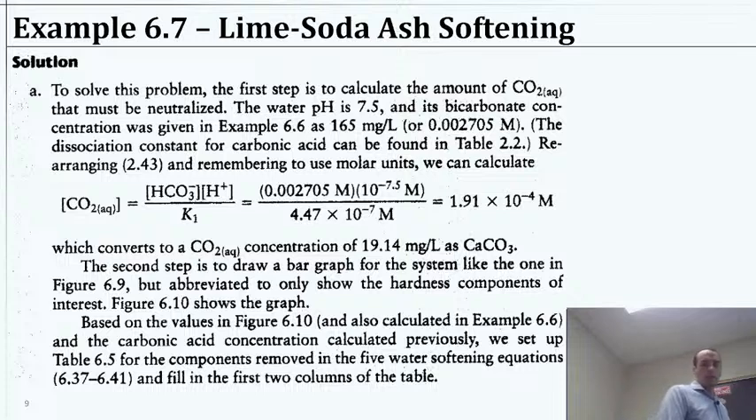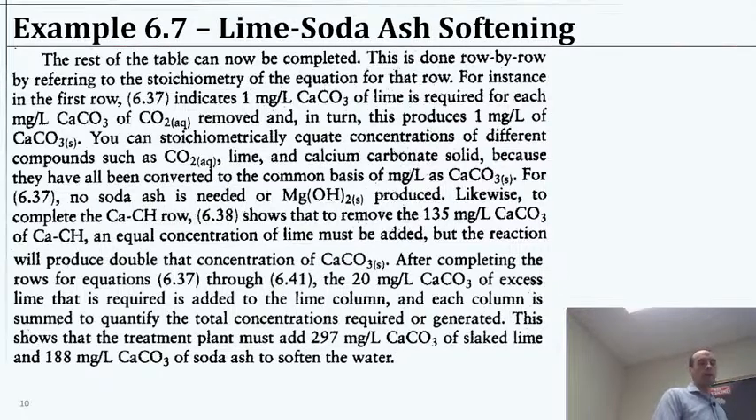From then, we go on and take a look at that plot we showed to say, okay, well, how much calcium carbonate hardness there is. And we're essentially building that table. So this text is walking us through building that table. Okay, now we can do the rest of it, row by row. We get the stoichiometry.